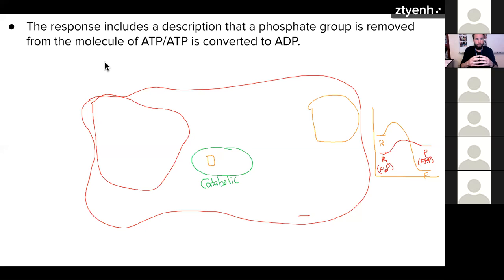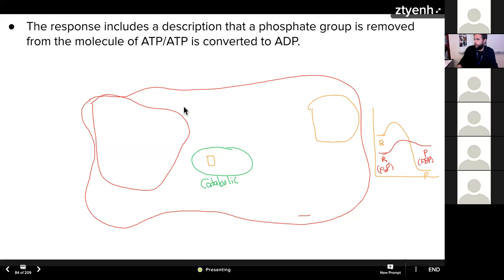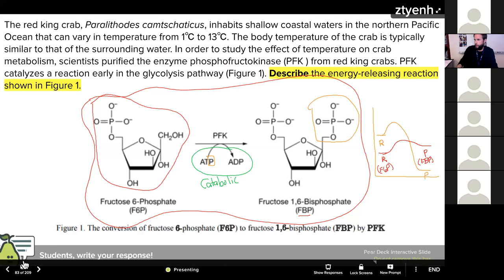What other questions does this bring into light for you? Is it okay if I erase this?